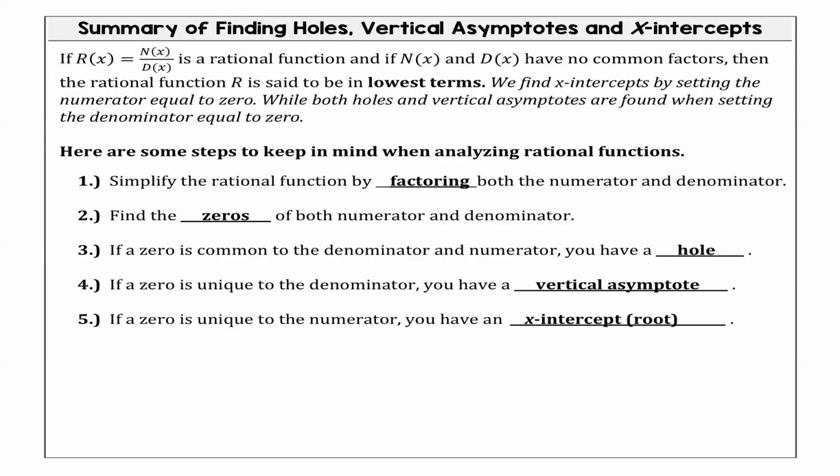The zeros of the numerator are going to tell you your x-intercept. The denominator are going to tell you your holes and your vertical asymptotes, correct? If a zero is common to the denominator and numerator, you have a hole in your graph. If a zero is unique to only the denominator, then you have a vertical asymptote. If the zero is only unique to the numerator, you have an x-intercept, aka a root. Those are the main rules that we should walk away being able to figure out.